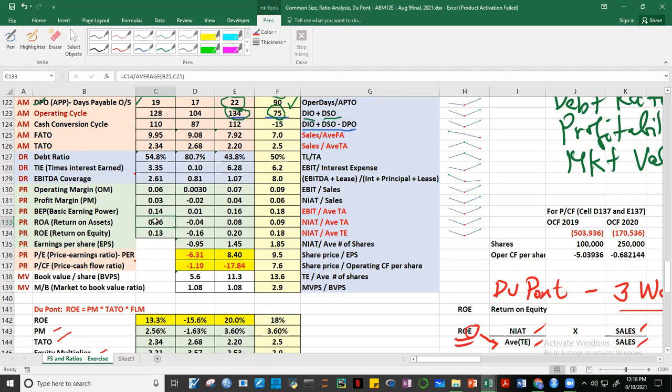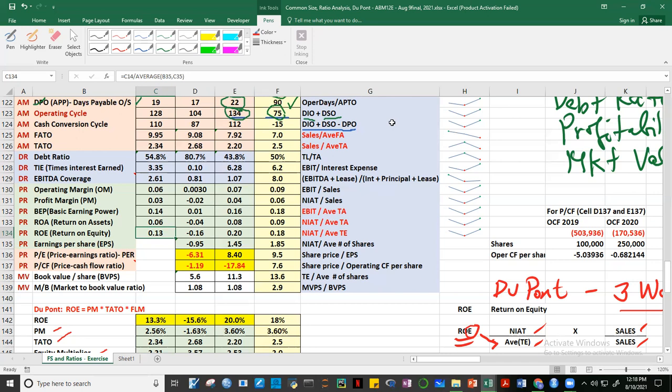So sabi natin dati, di ba, mas magandang measure ang ROIC compared to ROA and ROE. Kasi dito sa dalawang measures na to, ROA and ROE, it does not take into consideration yung cost ng capital na ginamit natin.